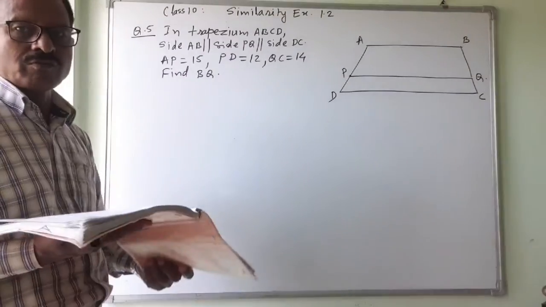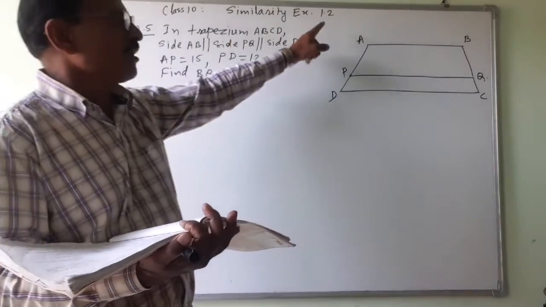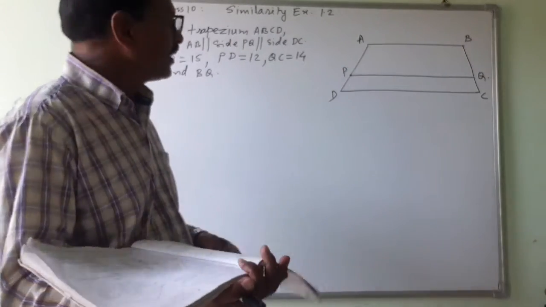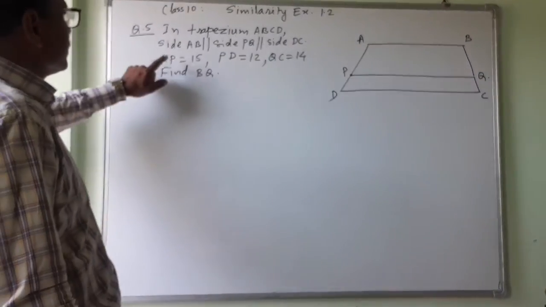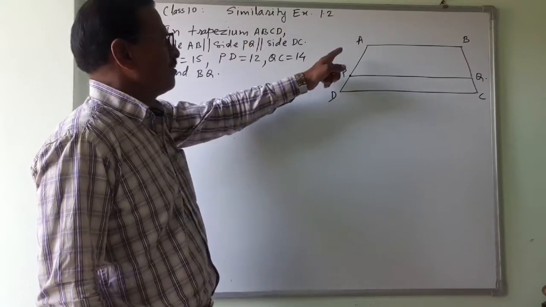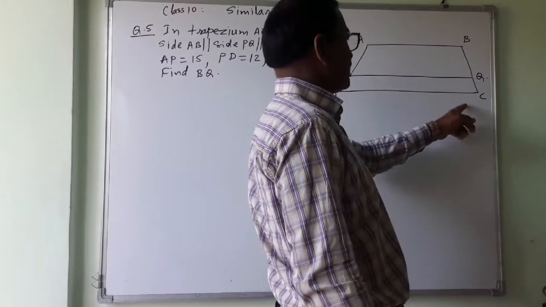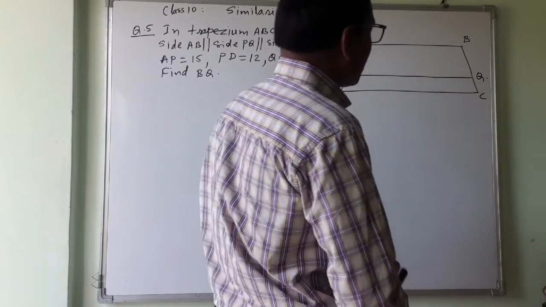I have written a question over here for you. This is question number 5, exercise 1.2. In that, what they have asked and what they have given, that we will see. Side AB parallel side PQ, parallel side DC. AB, PQ and DC, these are parallel. So ABCD is a trapezium.